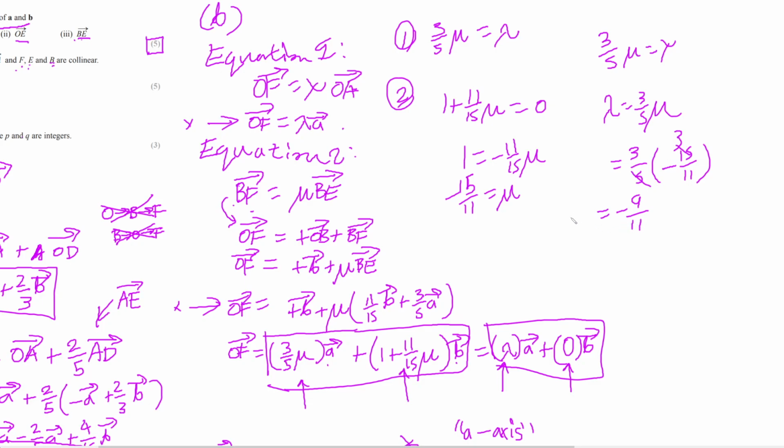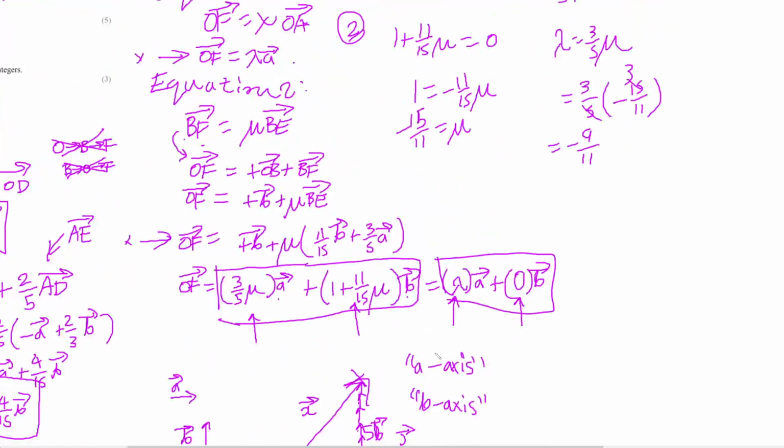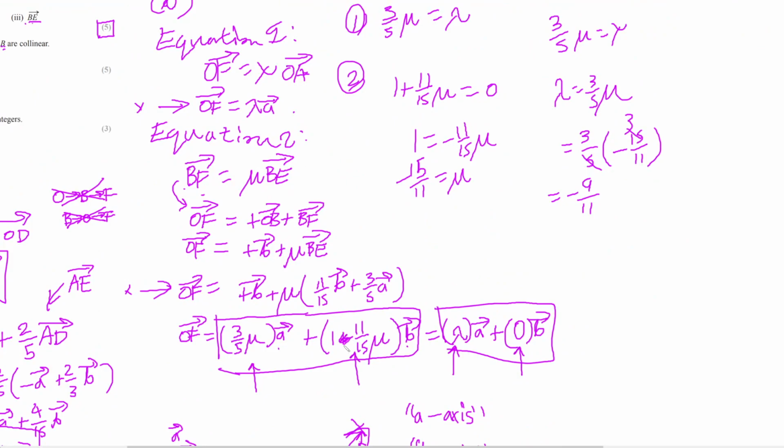Wait a minute, that does not sound right. Hang on. Okay, I figured out what happened. It's this 11/15 b down here. This needs to be a negative. So if we put this back in our working, this becomes 1 minus 11/15 mu, and that puts this as a positive, this as a positive, this as a positive, and this as a positive. And overall, lambda is 9/11.